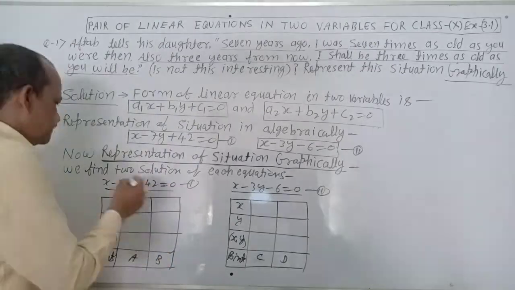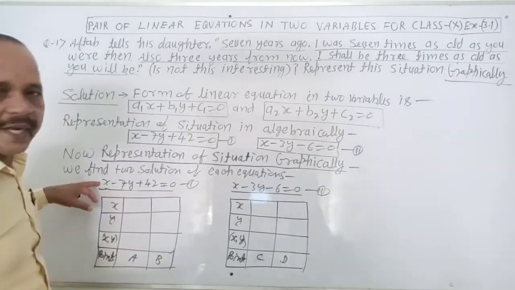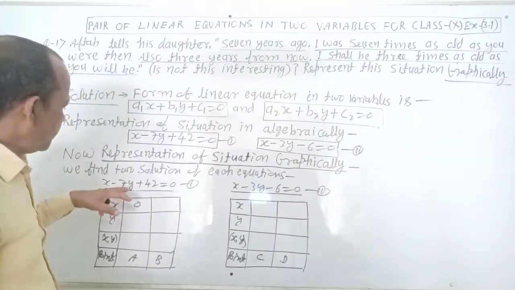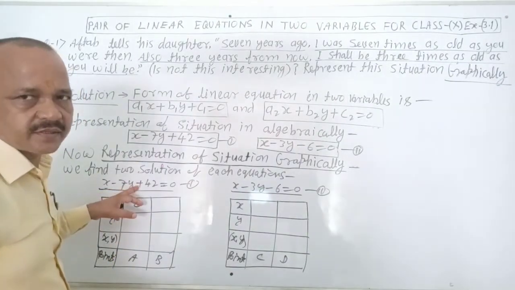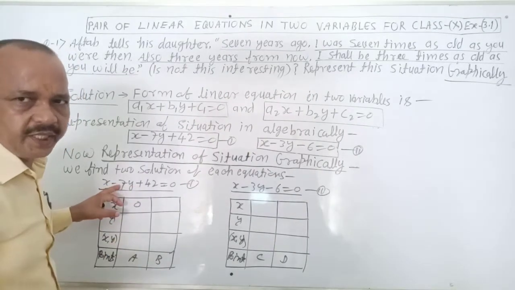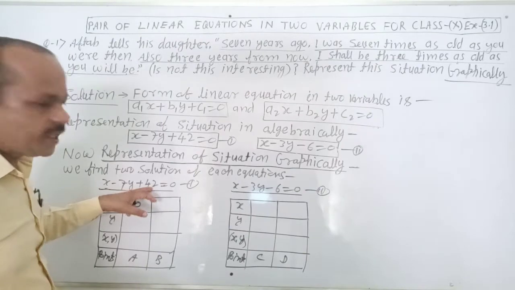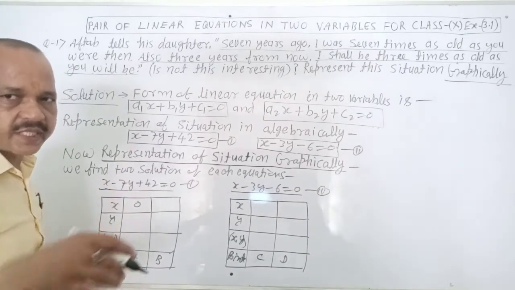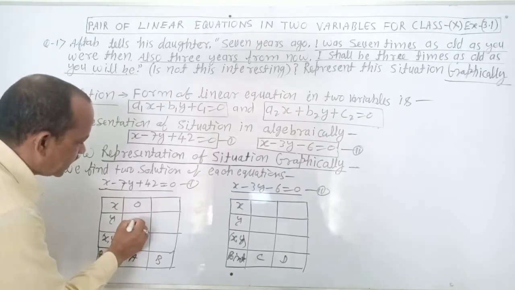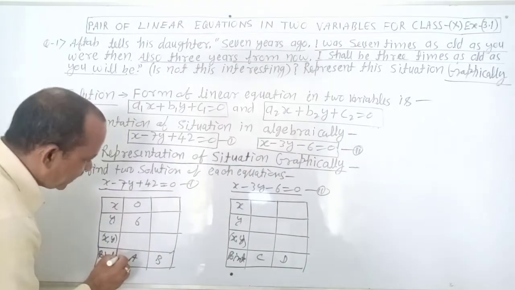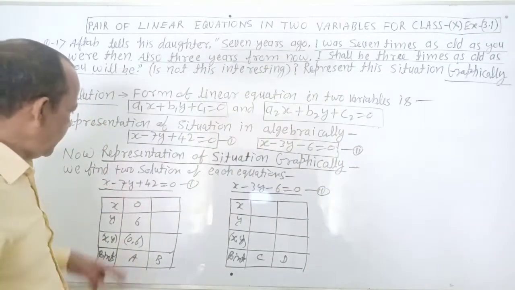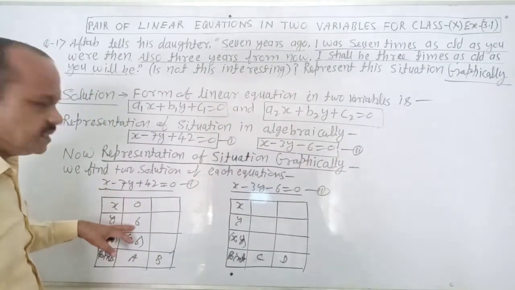Here it is the first equation. You put the value of x as 0, it becomes 0. You put the value of y as 6, it becomes 7 into 6 minus 42. Here plus 42, it becomes 0. It means it satisfies this equation. Here the value of y is 6. Your coordinate becomes 0 and 6. It is clear? The value of y is 6.